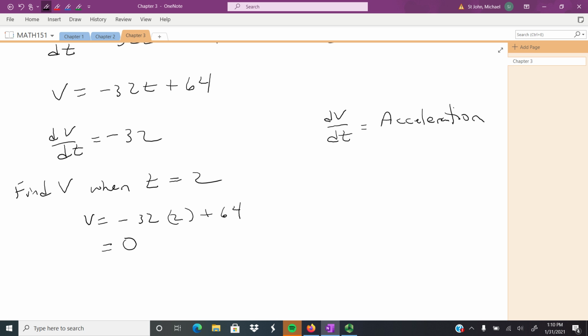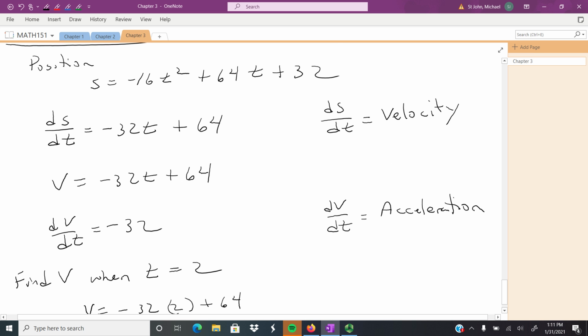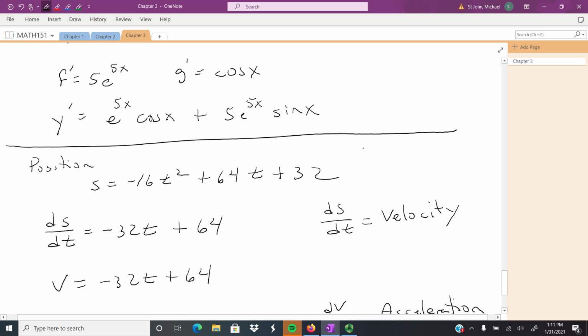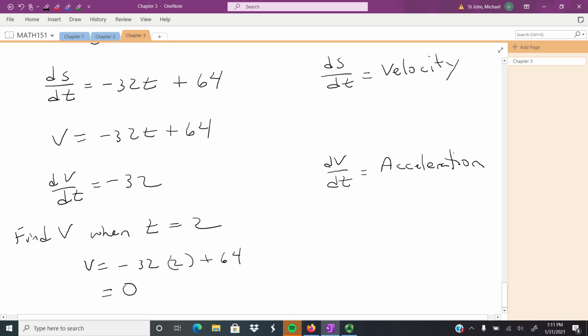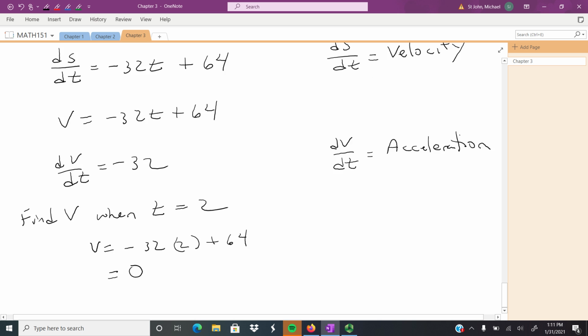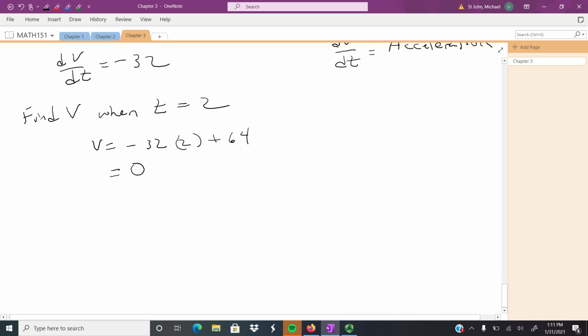So I took my object and I'm throwing an object up, is what we're doing here. And so in 2 seconds, the velocity went down to 0, right? And so that's going to be when it's at its maximum height.